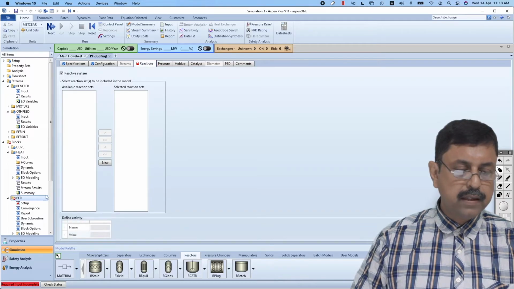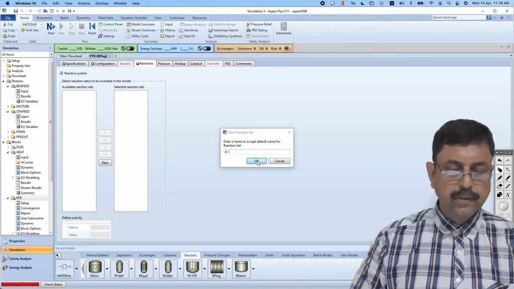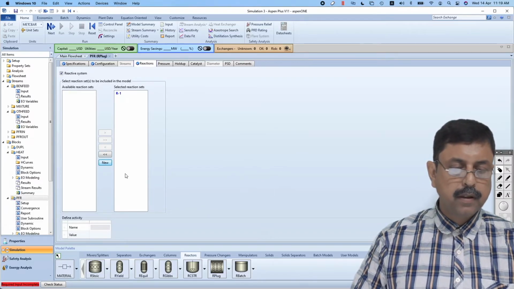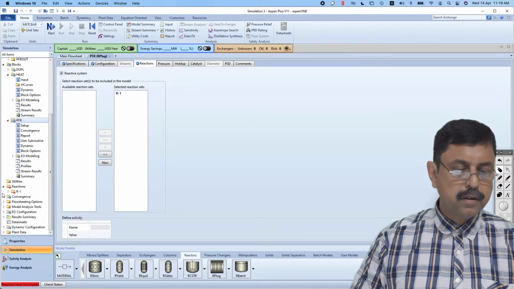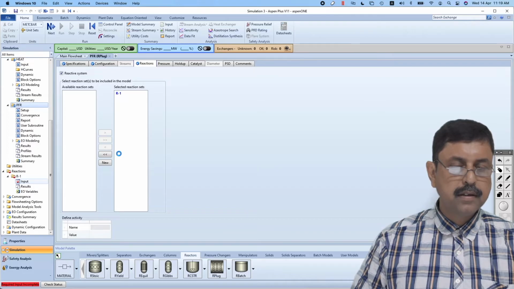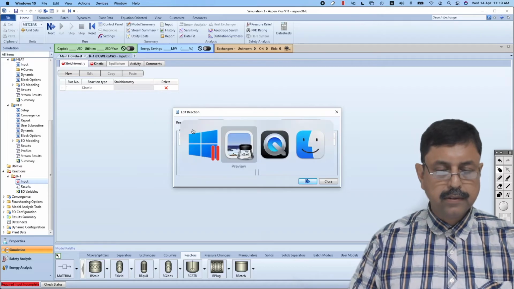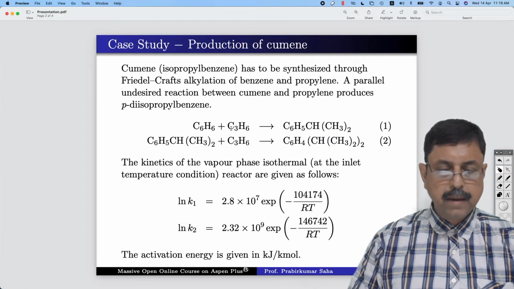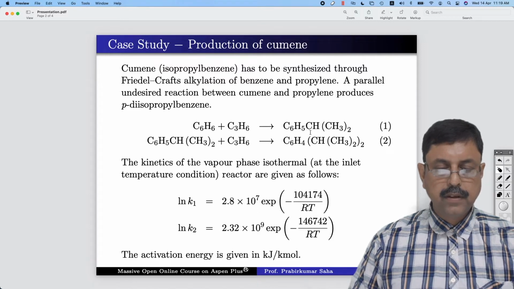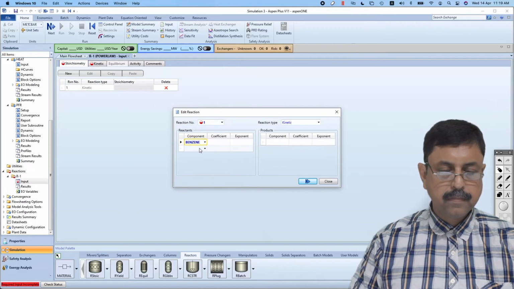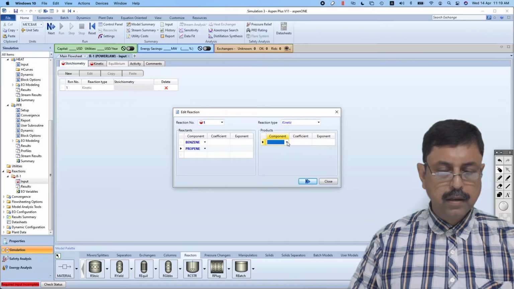And then we have to define the reactions. So set the reaction, which is a power law type, and go to the reaction set, new, okay, check the reactions. First is benzene plus propene produces cumene. So it is benzene plus propene gives cumene.